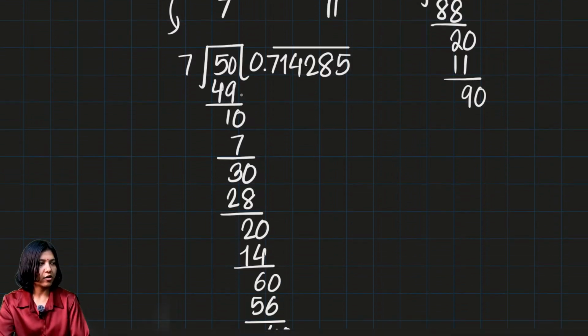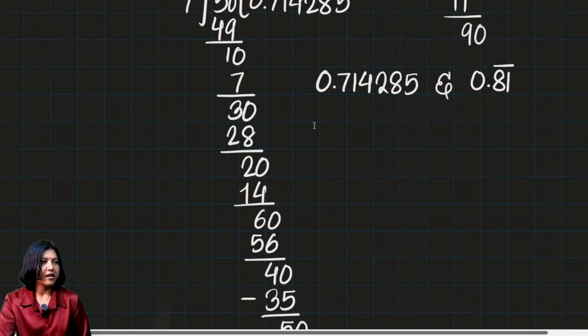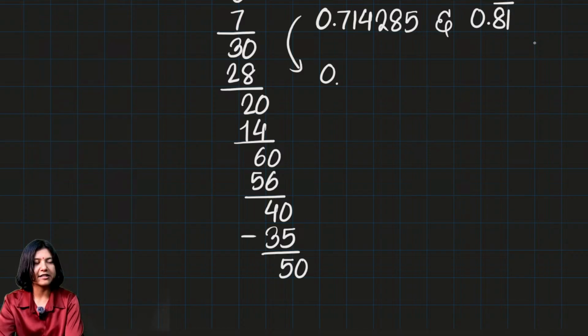So we got the number 0.714285, and the other number we got is 0.818181 repeated. They ask you to find 3 irrational numbers in between these two. How will you do it? You can take anything. So between 71 and 81, you can take anything.